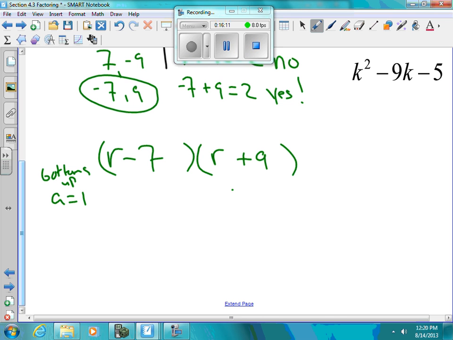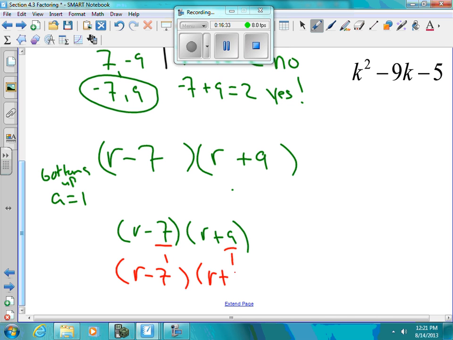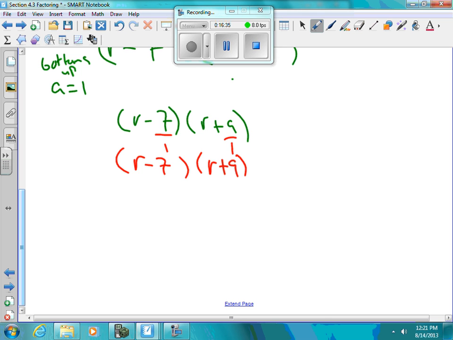A is 1, so r minus 7 times r plus 9. Or if you did r plus 9, r minus 7, would that be against the law? Nope. You're multiplying. You can switch the order of things you're multiplying. So if r minus 7 moves to the right of r plus 9, so be it. We divide by 1, nothing interesting happens. It just says r minus 7 and r plus 9. So that is our answer.